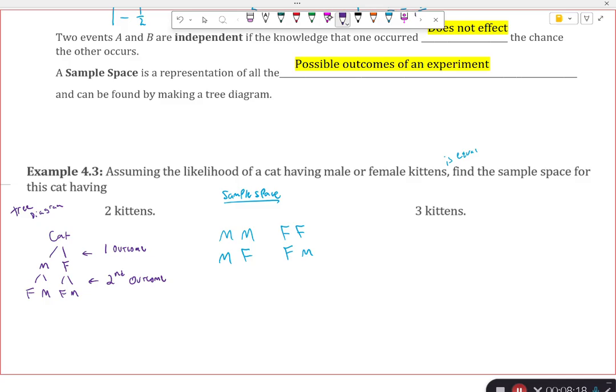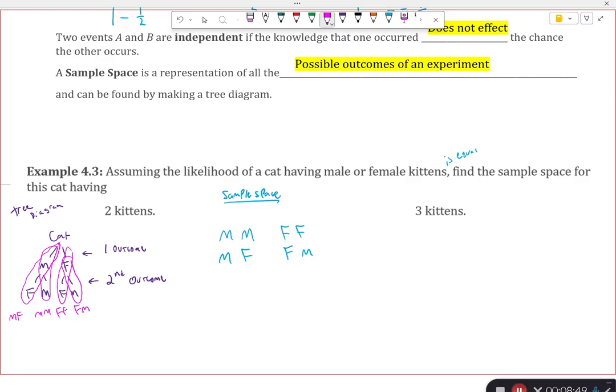Now, the way that we can use the tree diagram is we look vertically. Here is the outcome of male-female. Here is the outcome of male-male. Here is the outcome for female-female. And here's the outcome for female-male. Now, the order does not matter for these. We're just looking at the total outcomes that could happen for this experiment.